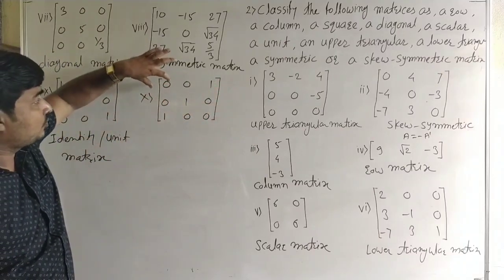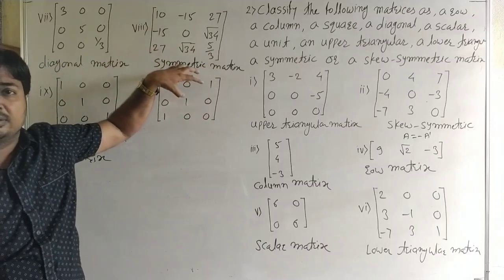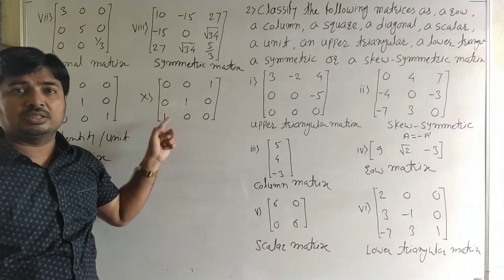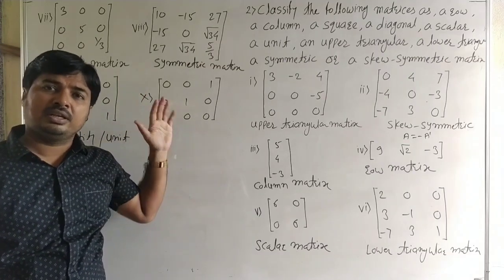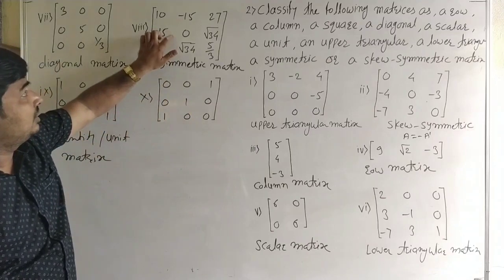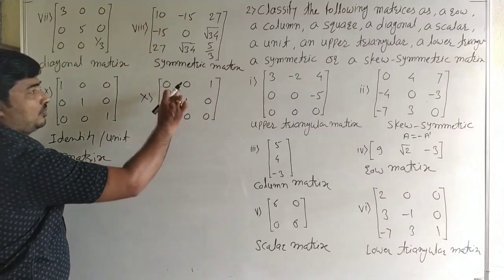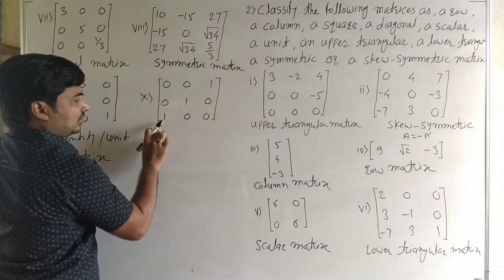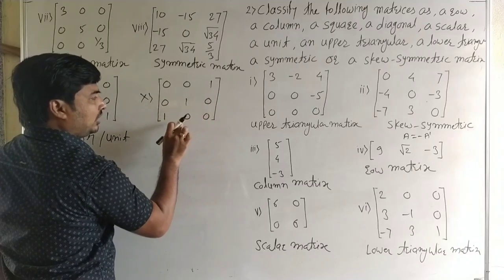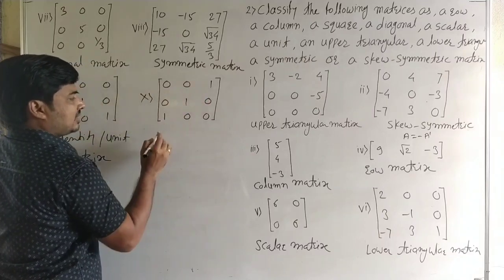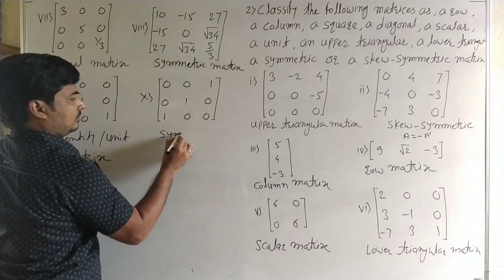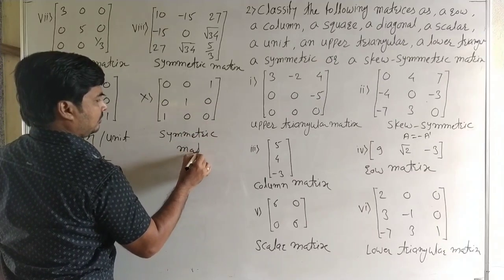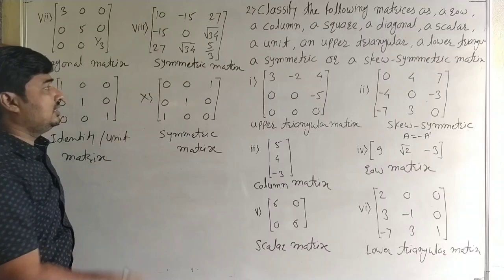Now this is a square matrix. And one more thing, when we transpose this matrix, we get the same matrix again. That means it is again a symmetric matrix. Here 1 2 and 2 1, 1 3 and 3 1, and 2 3 and 3 2. Here again it is a symmetric matrix.